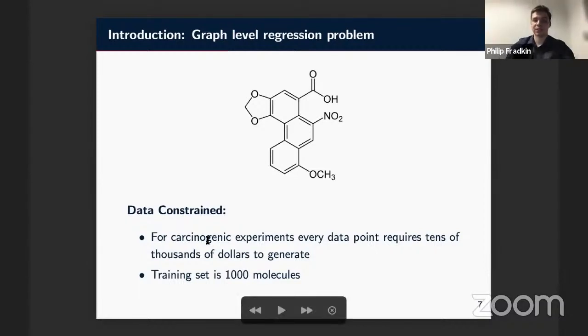So for carcinogenic experiments, every data point requires tens of thousands of dollars to generate, and thus our training set is only 1,000 molecules.